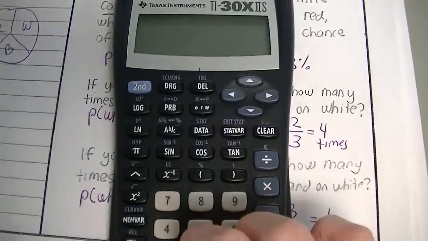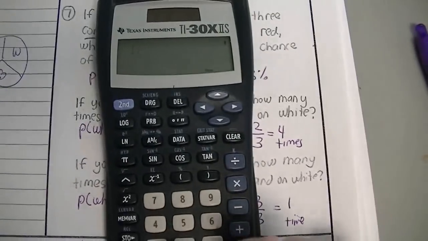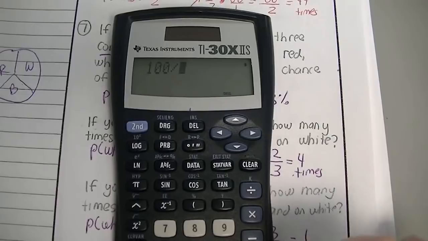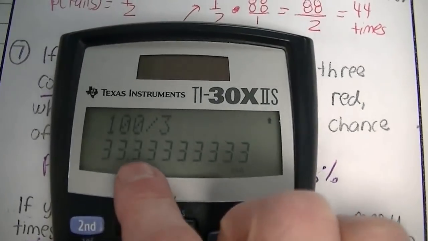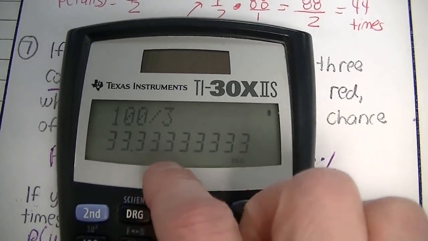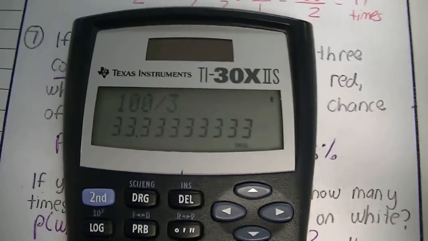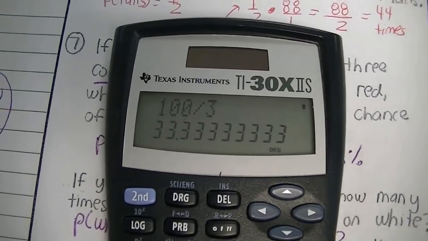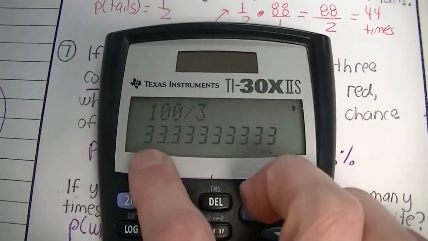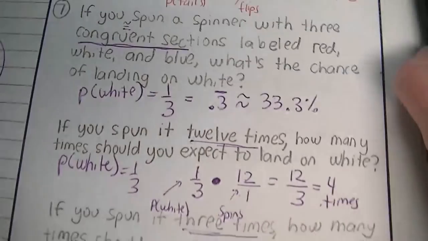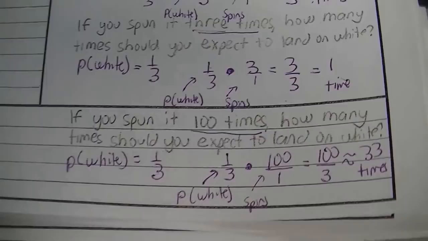Okay, so let me go ahead and show you, display that with my calculator. I had to reach for it. So 100 divided by 3. Okay, and we can't land on something 0.333 times, because in this scenario you want to have a whole number. So approximately 33 times. Okay, that's why I have the approximate symbol there.